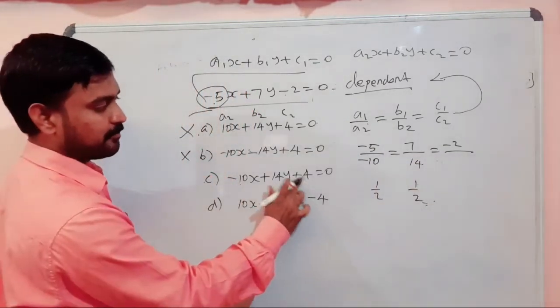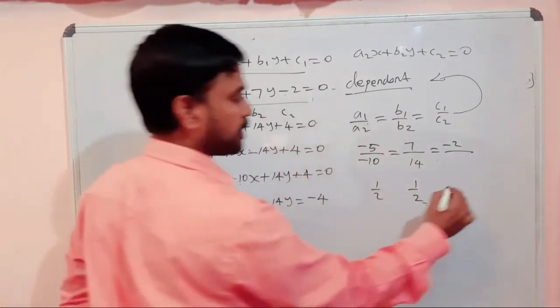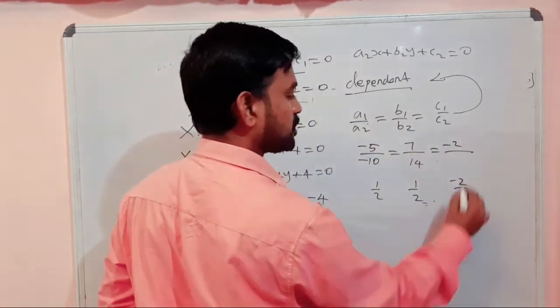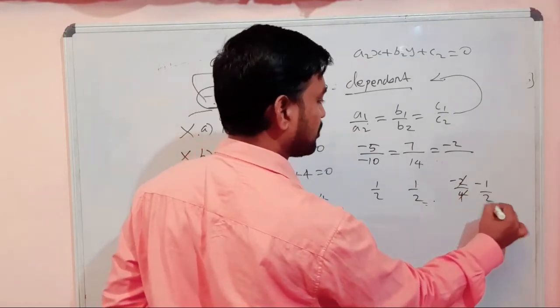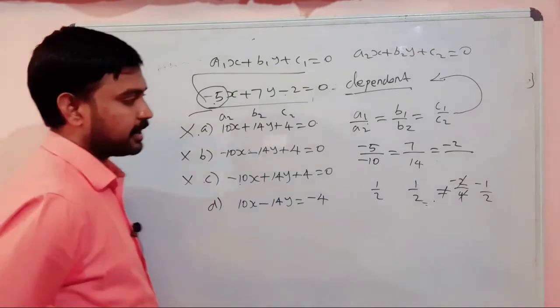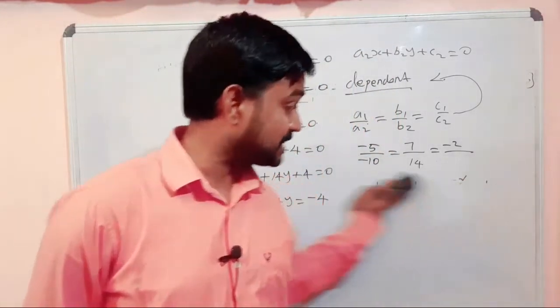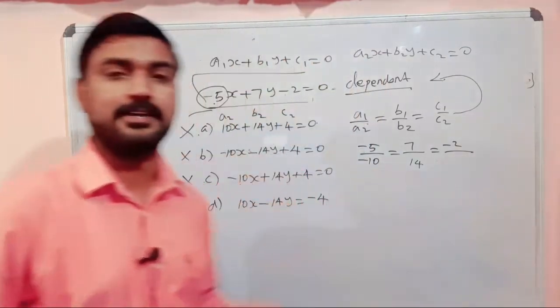What is C1 here? C1 is minus 2 and C2 is 4. So here minus 2 by 4. Minus 2 by 4 means it will be minus 1 by 2. So it will not be equal. So the third one also is not the right answer. Now we are sure the fourth one will be right. We can check it and confirm that. After that we can select the answer.